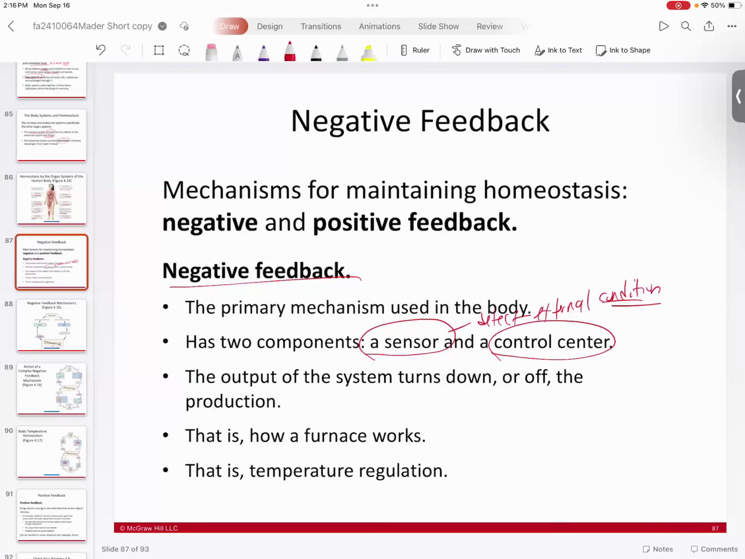You have to have a control center, which in this case is our brain, right? You have to have somebody to process this incoming information. And then you have to have some sort of an output, some sort of a response that acts on that intelligence. It's very much the same way that a furnace works in order to regulate your temperature.